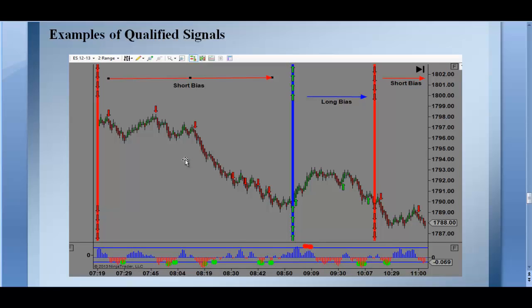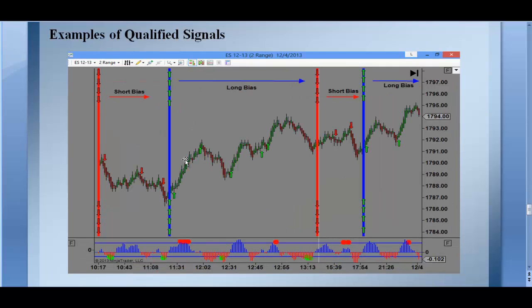Here's another one where short and long quickly turned. You had a short for a while, you went long for a few signals, and then you had short again for a few more signals. And again, you can see how your bias will change here as well.